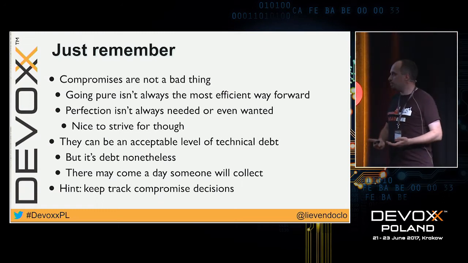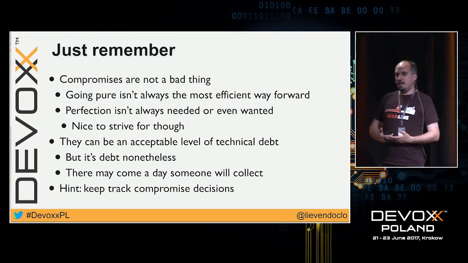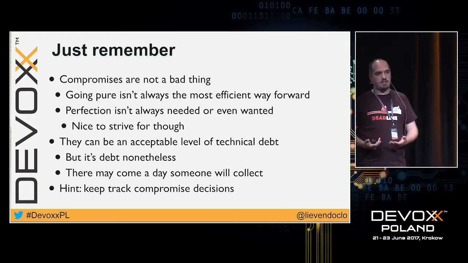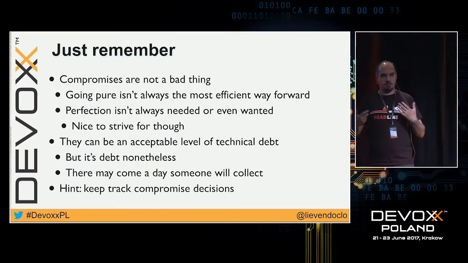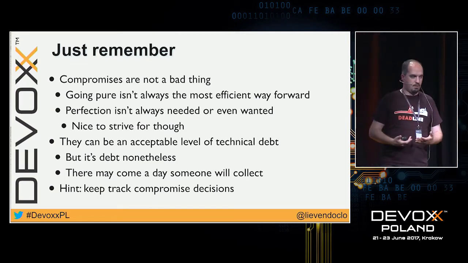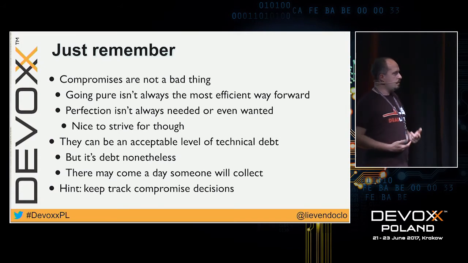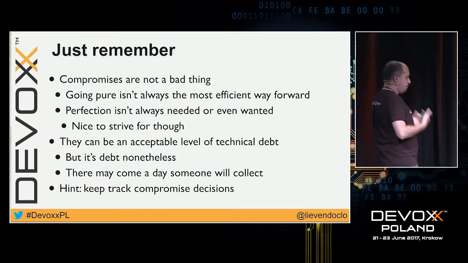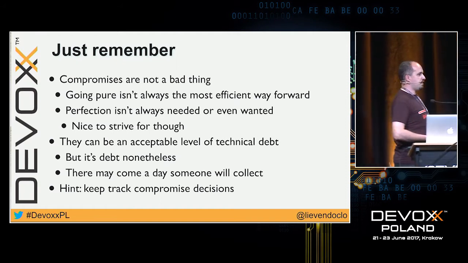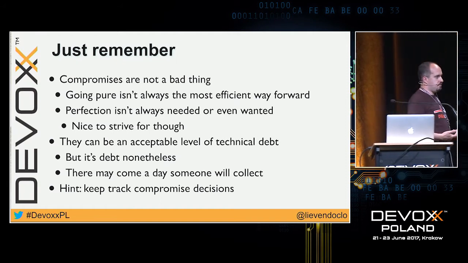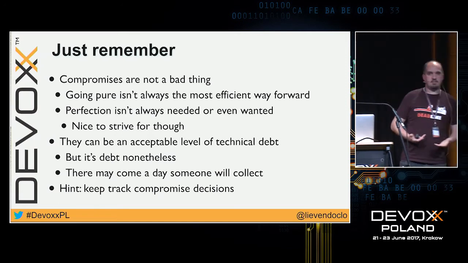It's nice to strive for that perfection, and the way that we try to implement this, we go as pure as possible until it hurts us. And once it starts hurting us, we start looking at compromises. Know that if you do a compromise, it's actually an acceptable level of technical debt. It's acceptable, but it's debt nonetheless.